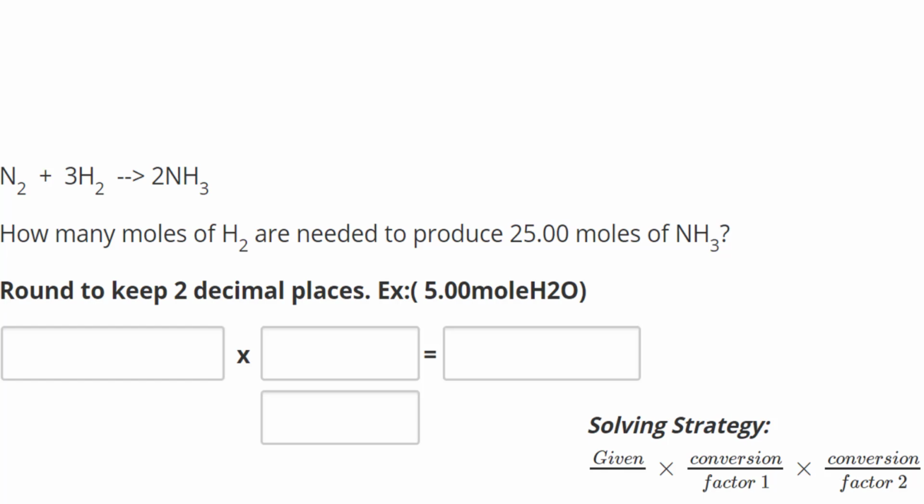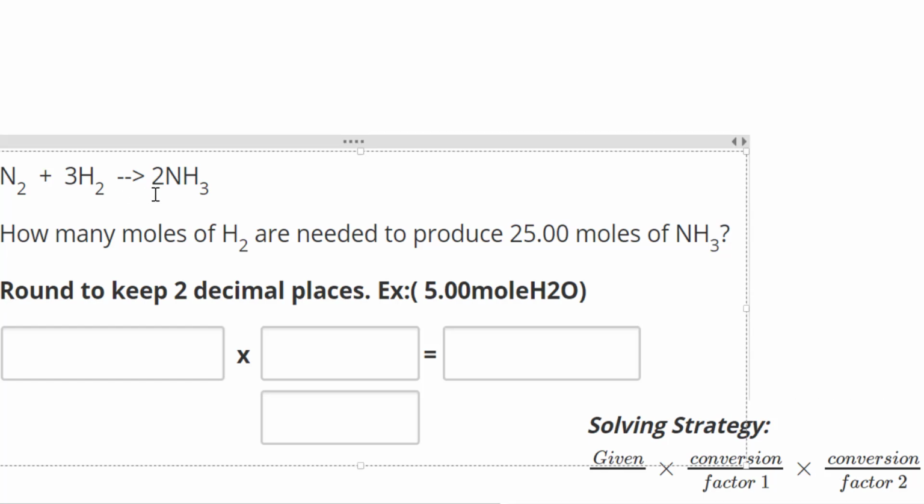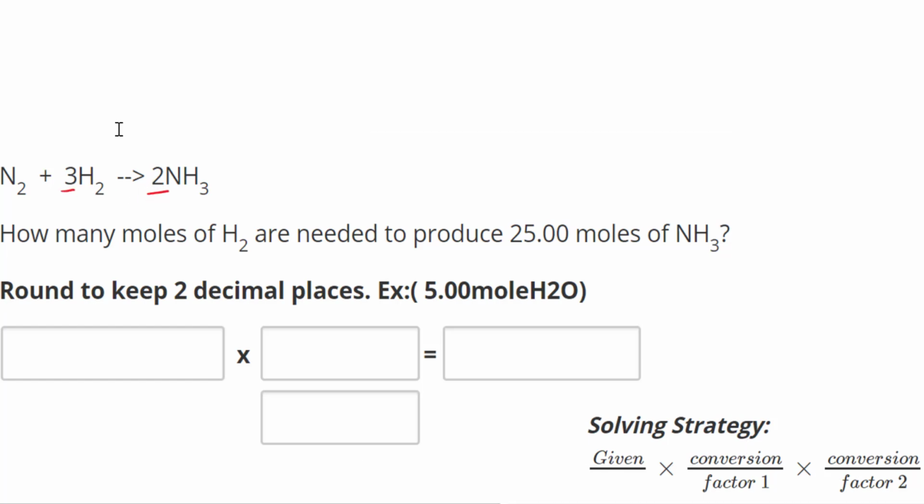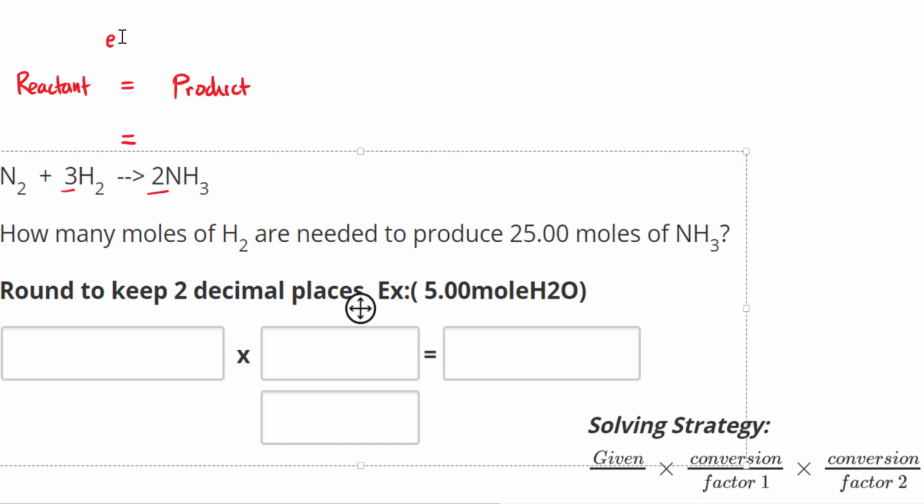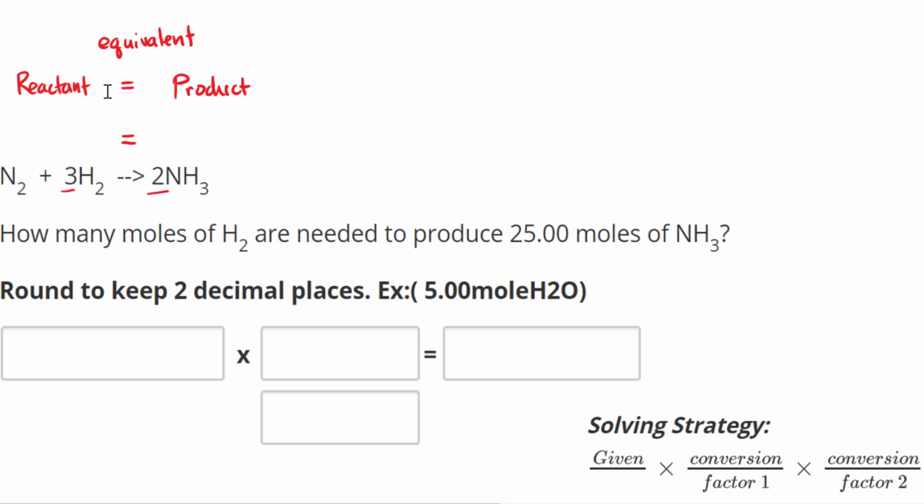In the previous lessons, we learned how to balance chemical equations. To balance a chemical equation, we change the coefficients so that the reactant side is equal to the product side. Now, if this is an equal sign, that means they are equivalent to each other. Because they are equivalent or equal to each other, we can now express them as a relationship in terms of conversion factors.